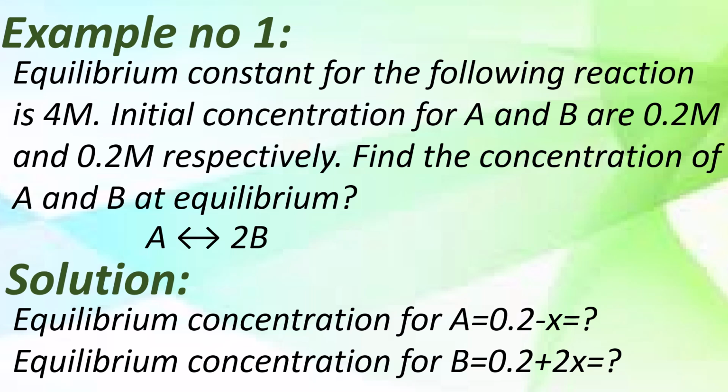Equilibrium concentration of B is 0.2, the initial concentration, plus the amount of X that is released by A and converted into B. It is 2X. So 0.2 plus 2X is the equilibrium concentration for B. We have to find equilibrium concentration for A and B.